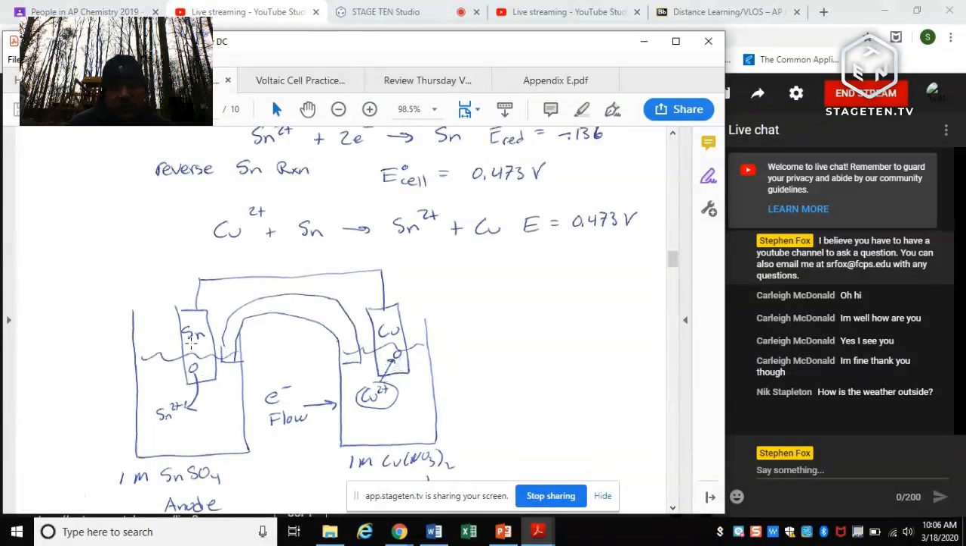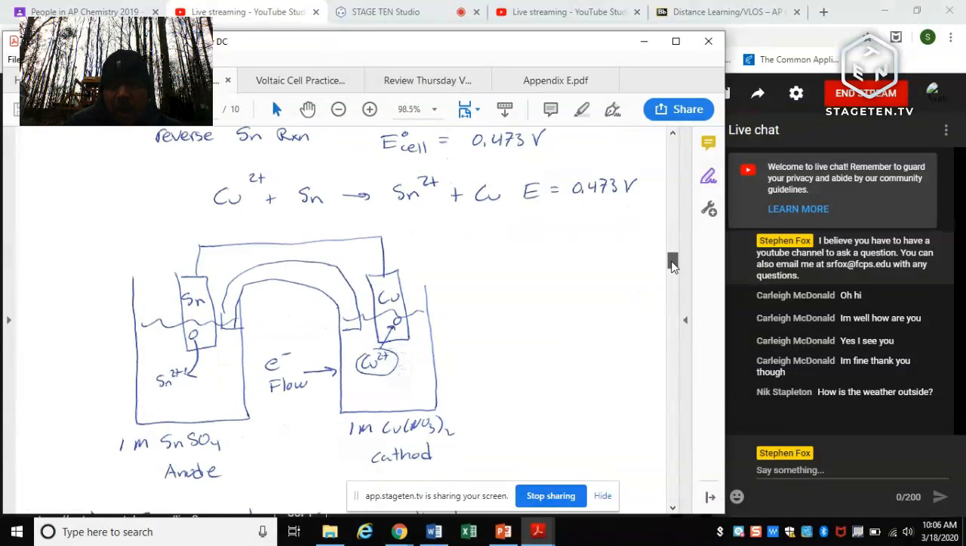So the electrons are flowing from the tin to the copper, but this solution is going to become more concentrated with tin 2 plus, and this solution is going to become less concentrated with copper as the reaction proceeds. Okay, and just a couple of vocab things. We call this the anode. That's where oxidation occurs. We call it the anode, and we call this the cathode. That's where reduction occurs, and electrons always flow from the anode to the cathode spontaneously.